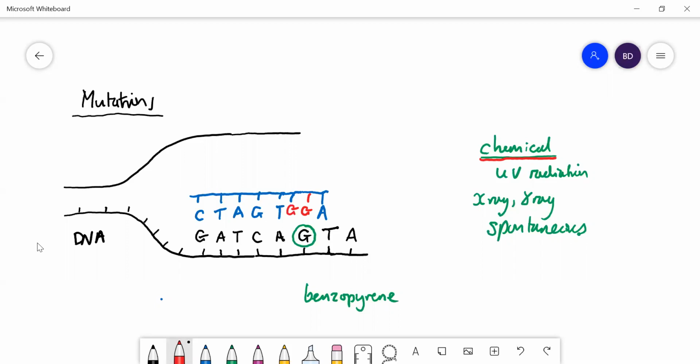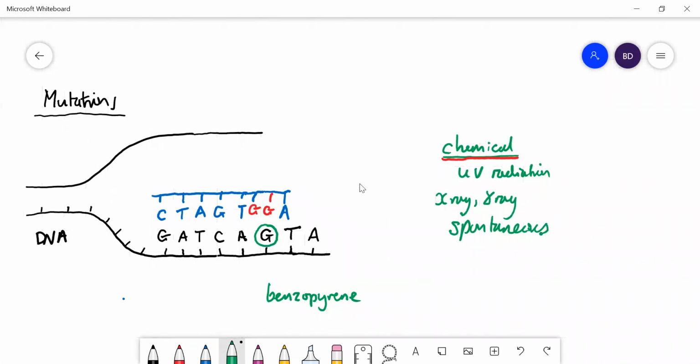Let's talk about UV radiation. Well, UV radiation causes the generation of reactive chemicals called oxygen-free radicals. Okay, free radicals, which can then go and react with bases, just like a chemical mutagen. They can change the base, stop it pairing, so you get errors introduced there. X-rays and gamma rays are called ionizing radiation. Again, they cause the generation of free radicals, which then go on to damage the bases. And also some mutations are just spontaneous, nothing causes them.